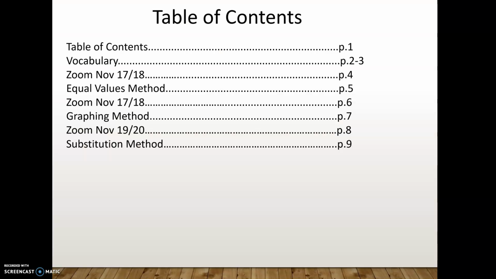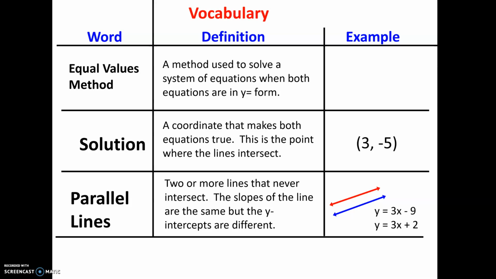All right, here's your table of contents. So we are going to add in this piece right here. We're going to be adding notes onto page 9. All right, go ahead and pause.